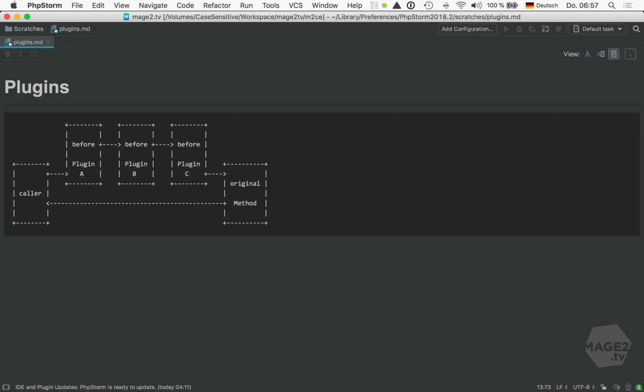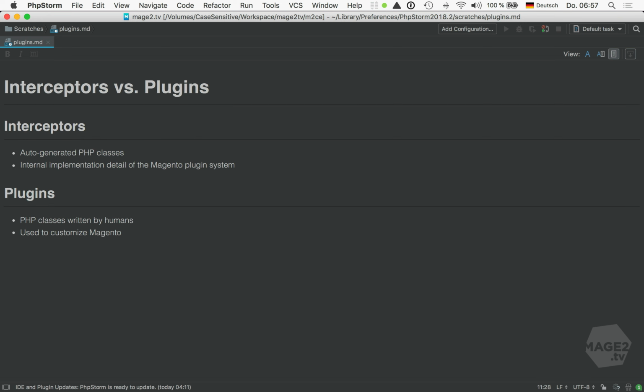There is a common source of confusion in regards to plugins. The terms interceptor and plugin are used somewhat interchangeably in the Magento developer community. The two are related, but not the same. I would like to take a moment to define how we use them in Mage2TV.